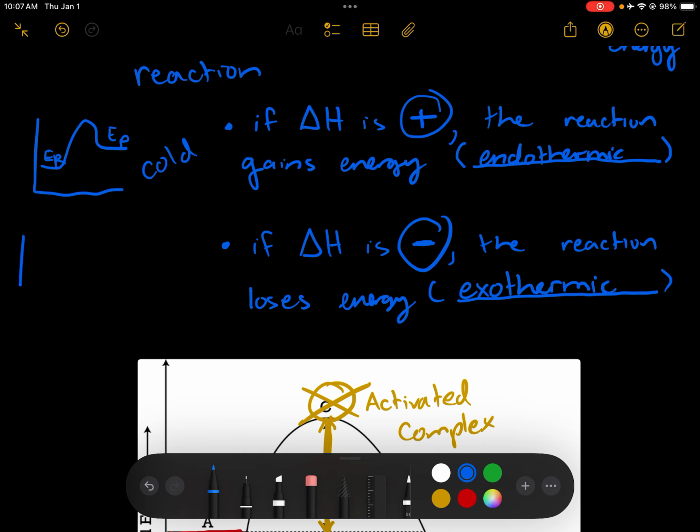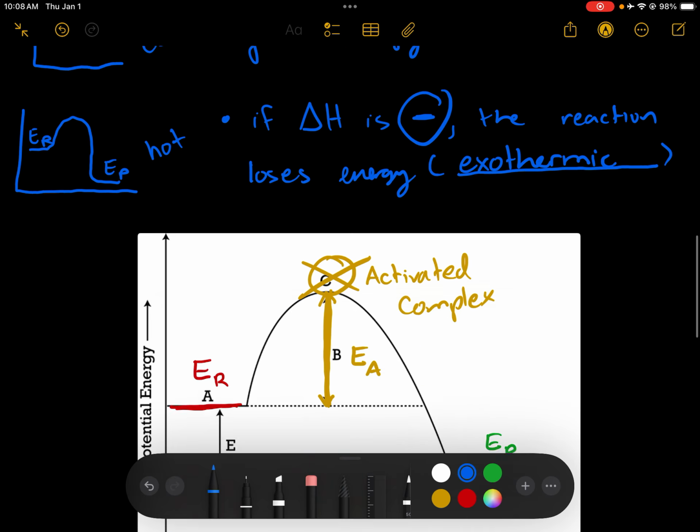Their potential energy graphs look a little different, so you'll see something that looks like this, where our E sub R is always higher than our E sub P, indicating that we have lost energy to the surroundings over time. Those reactions, if you hold one in your hand, will feel hot or warm to you. Fire is an excellent example of an exothermic reaction because it's releasing a ton of energy to the surroundings, and if you were to hold it, you would get burned.